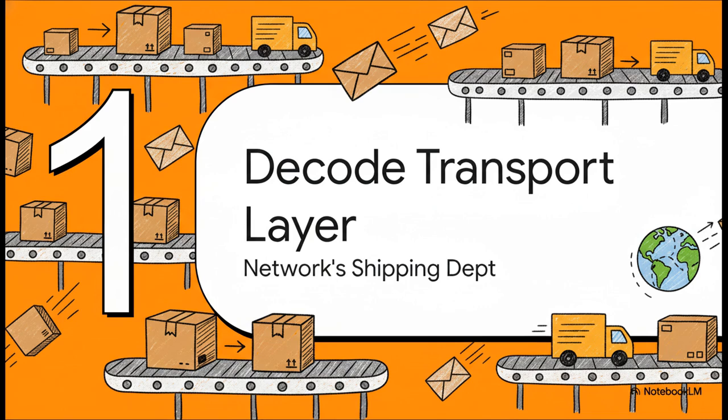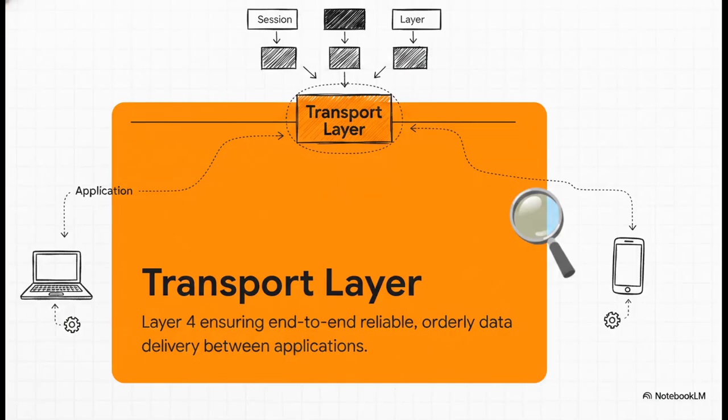All right, starting with Section 1, decoding the transport layer, or as I like to call it, the network's incredibly efficient shipping department. So, sitting right there in the middle of the OSI stack, snug between the session and network layers, is layer 4. It basically takes these massive chunks of data from your apps and preps them for their physical journey. You know, it doesn't build the network roads, and it doesn't write the digital letters themselves, but it acts exactly like a shipping department. It takes full responsibility for that end-to-end communication between the specific applications running on your devices.